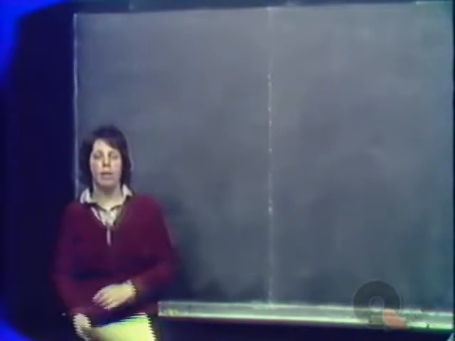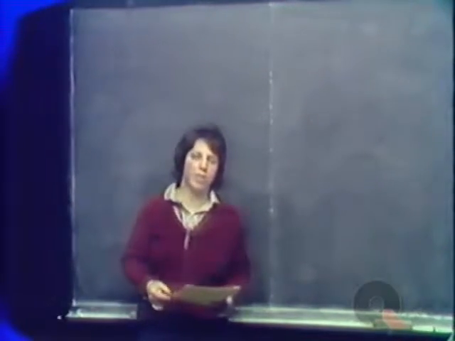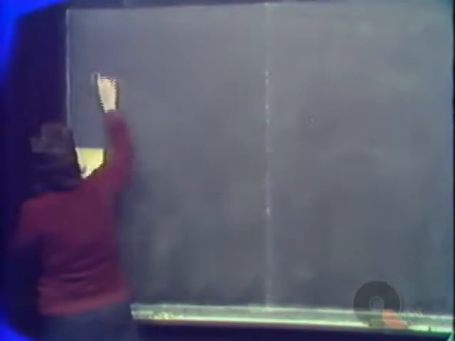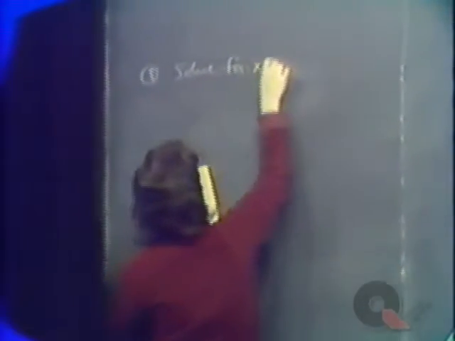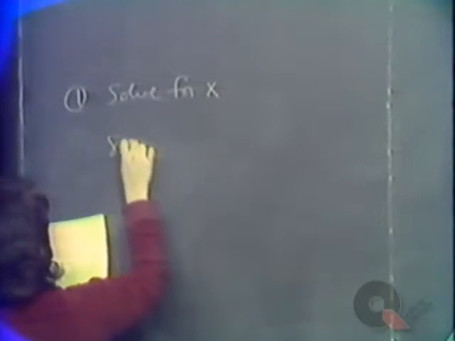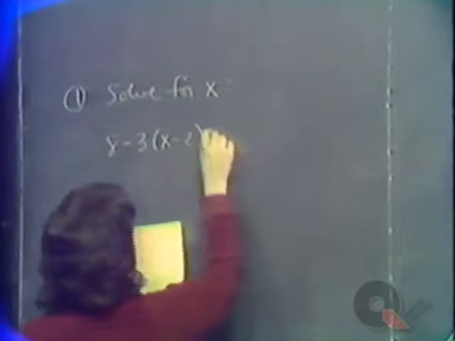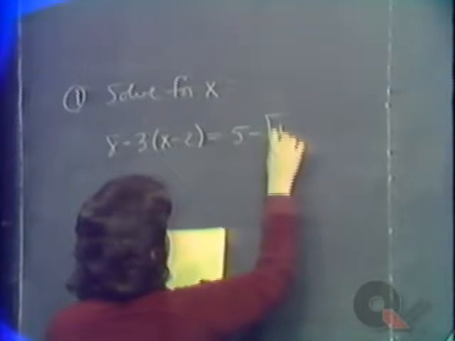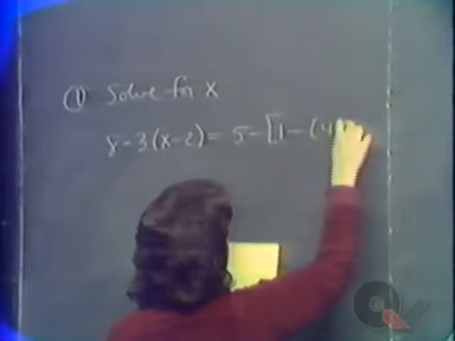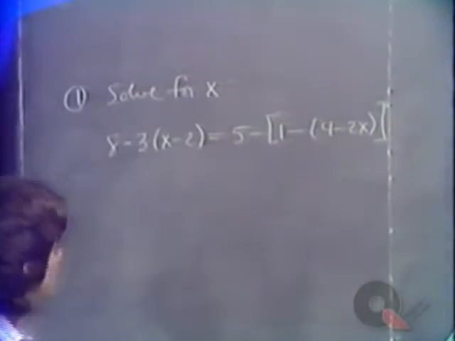In this review tape, we will go over the second half of our final review on intermediate algebra. Okay, the first problem is the following. Solve for x. 8 minus 3 times (x minus 2) equals 5 minus [1 minus (4 minus 2x)].